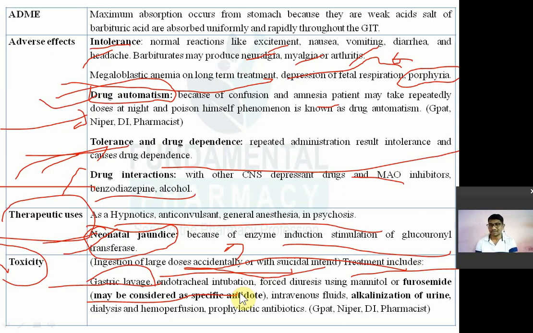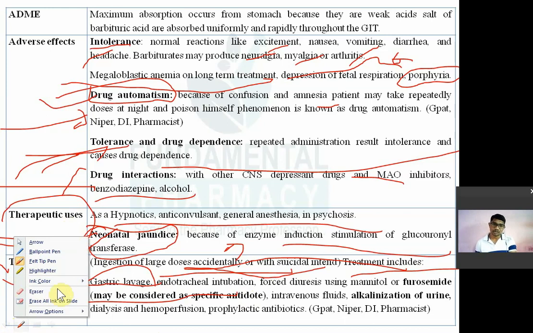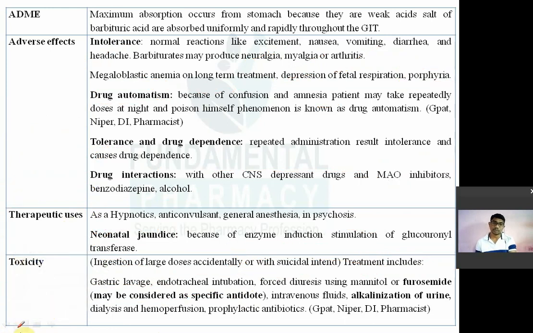So if acidic drug is there, alkalization of urine will help you to eliminate that drug easily. If drug is basic in nature, acidification of urine is helpful to eliminate that drug. So again, alkalization of urine, acids, then hemoperfusion, okay, or prophylactic antibiotics means if ये सब होने के बाद कोई infection ना हो इसलिए prophylactic antibiotic. So these are the measures for the treatment of benzodiazepine overdose or barbiturate overdose or poisoning.